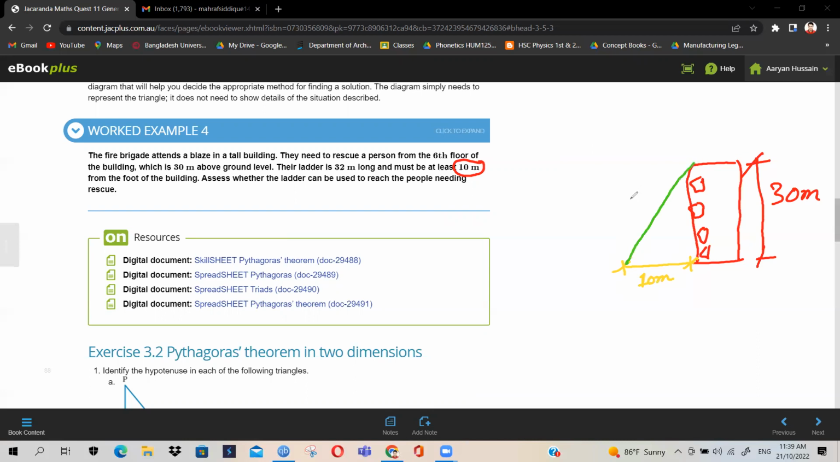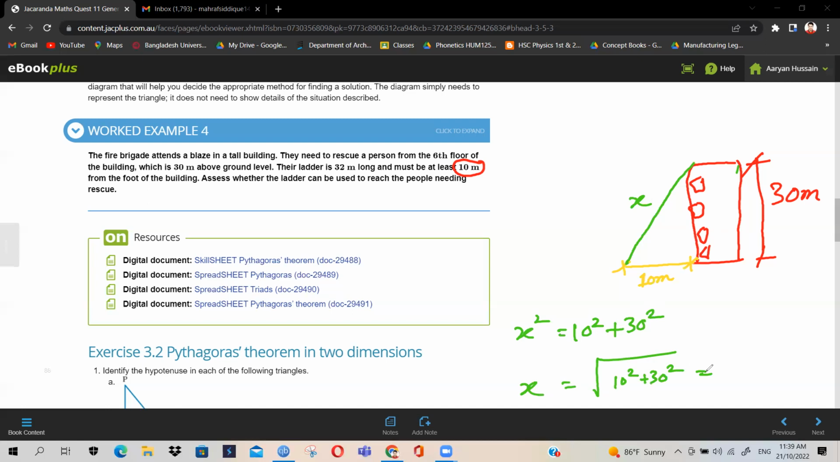We don't know the value of the hypotenuse. So tell me, how will we get it? It will be x squared equals 10 squared plus 30 squared. Is that correct? Yes, because 30 is working as the height here. Now x will be equal to the root of 10 squared plus 30 squared. Now tell me the value of this.